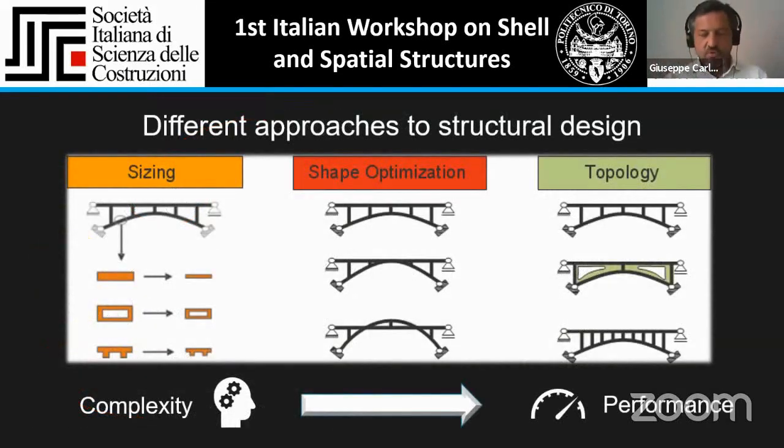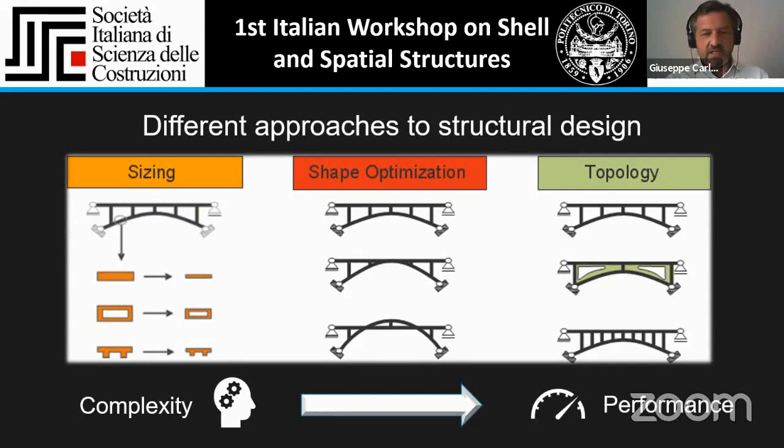I would like to show you a very common slide describing what kind of possible approaches in structural design we can have. We can just optimize the sizing of the structures once we fix the geometry. We can optimize more than the size, also the shape. So we can move a geometry in a class of possible geometries that we define. Or topology, that means we change the connectivity of each element.